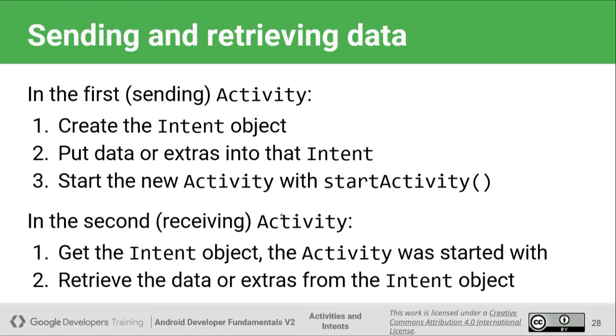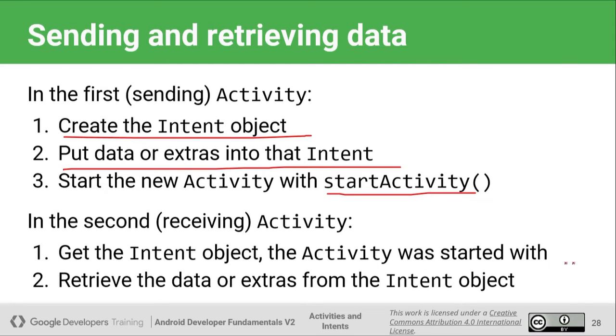So, sending and retrieving data with the help of intents. These are some steps. In the first, sending activity, create the intent object. First we will create the intent object, then put data or extras into that intent, data type number 1 and data type 2, extras, and then start the new activity with this method. Similarly, in the second activity, we get the intent object the activity was started with, and retrieve the data or extras from the intent object.